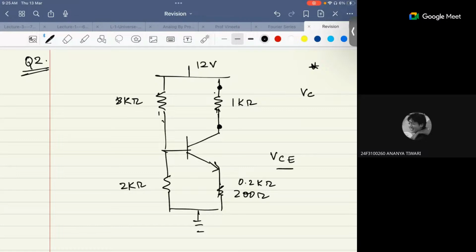Now you have to calculate VCE. Then we have to find VC and VE, so it will be VC minus VE. Correct. That also you can do. Yeah, that is also possible. Beta is very high, and this is 0.7. This is 0.7, and beta is very high.